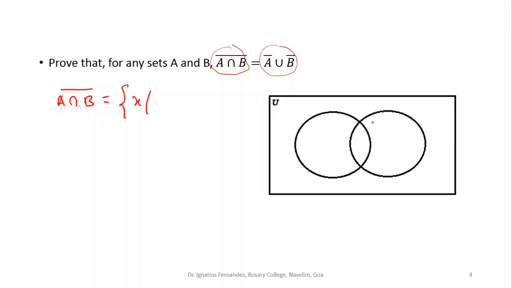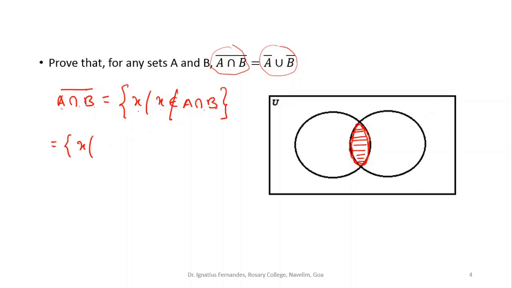If you look at the Venn diagram, where is A intersection B? A intersection B is here. And where is the complement of A intersection B then? Everything which is outside this part. So the elements which are in the complement are not in A intersection B. When I say A intersection B complement, these are all those elements x which are not in A intersection B. They are outside.